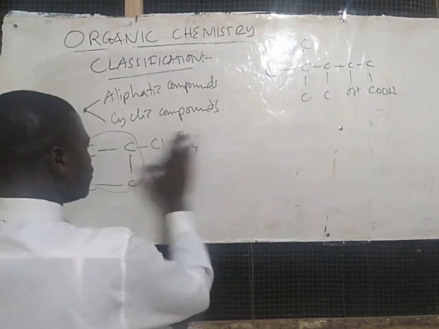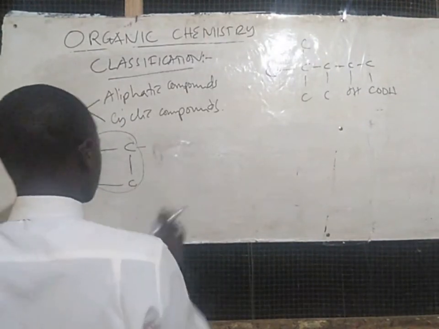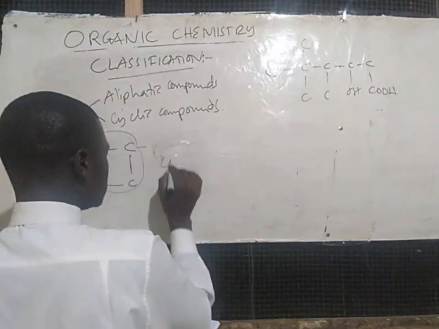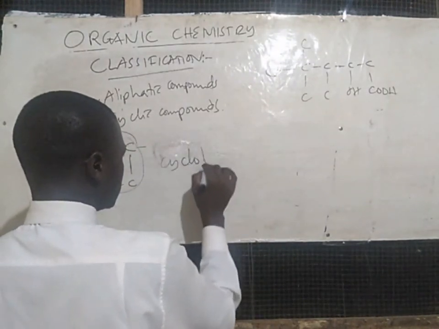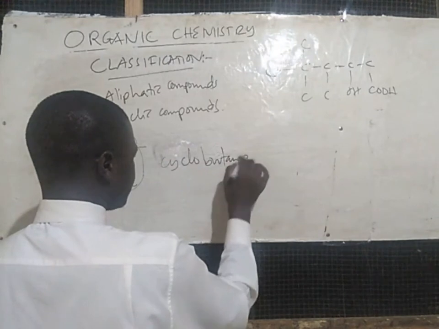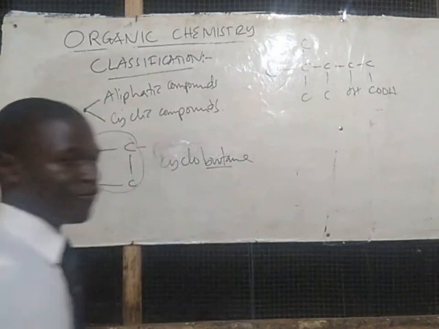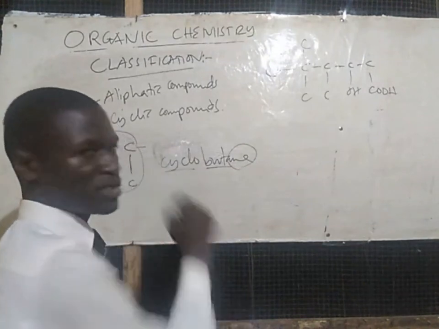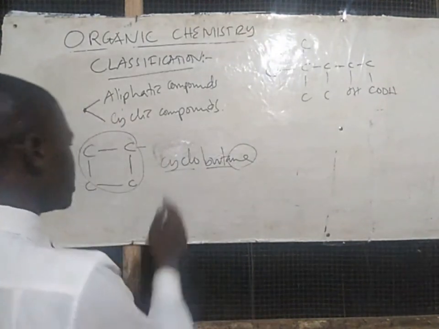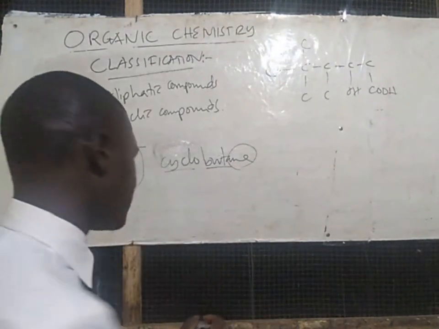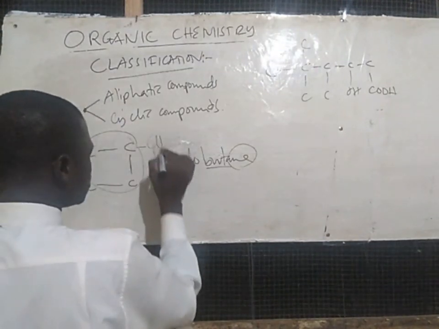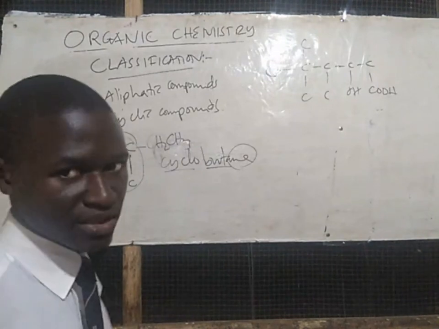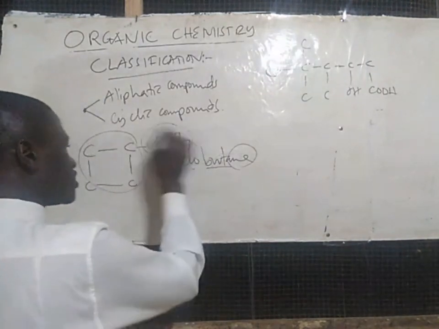In the absence of this, it could be called cyclobutane. So "but" for four carbon, A-level, alkane, and "cyclo" is for the cyclic compound. So we are just adding cyclo in the nomenclature. But in the presence of CH2, CH3, this is not cyclobutane again. We need first to learn this.